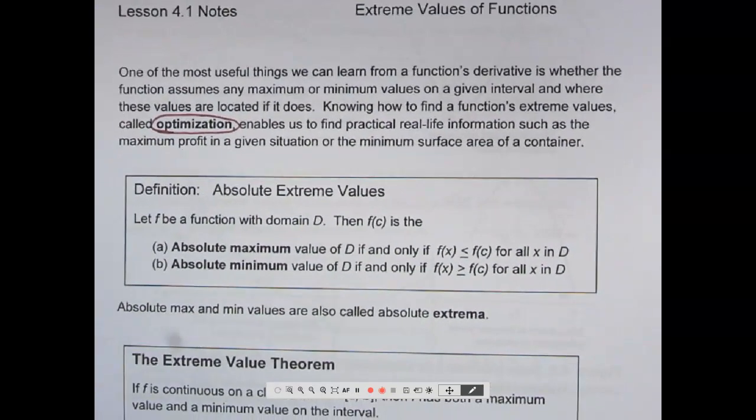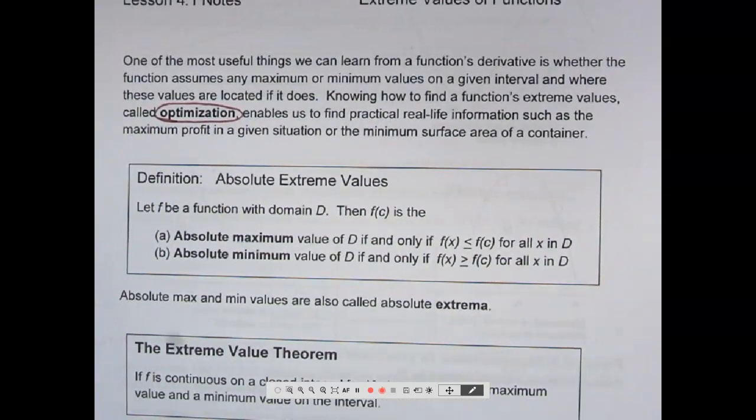Okay, so definition. Absolute extreme values. Let f be a function with domain D. Then f of c is the absolute maximum value of D if and only if f of x is less than or equal to f of c for all x in D. It is the absolute minimum value of D if and only if f of x is greater than or equal to f of c for all x in D.